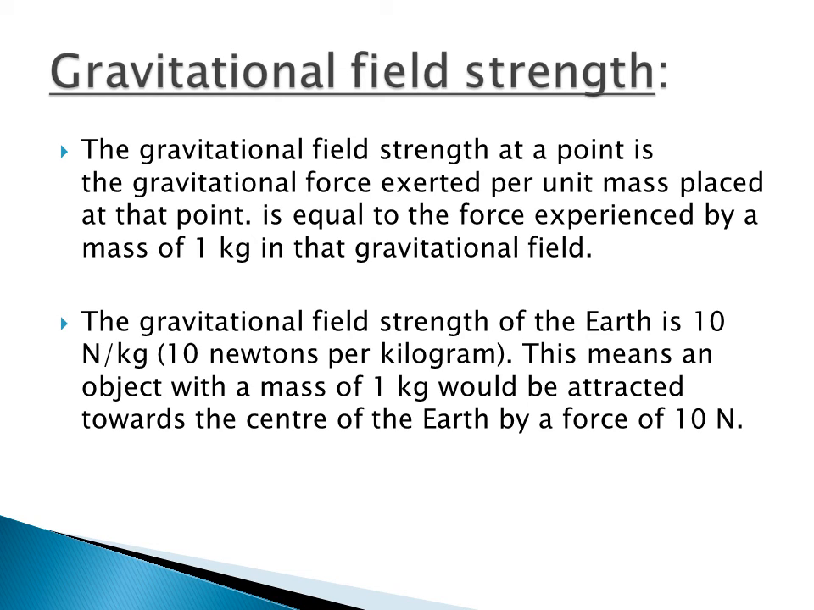Gravitational field strength is basically the field force per unit mass. Its value is 10 and its unit is Newton per kilogram. This means that an object with a mass of 1 kilogram would be attracted towards the center of earth by a force of 10 Newton.